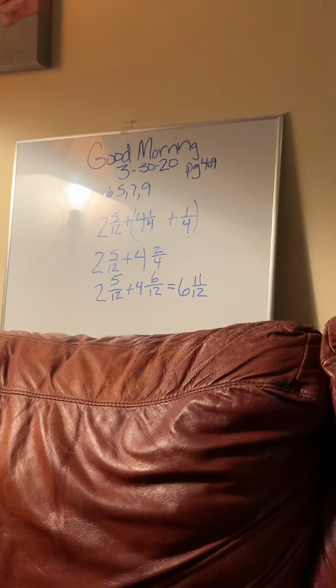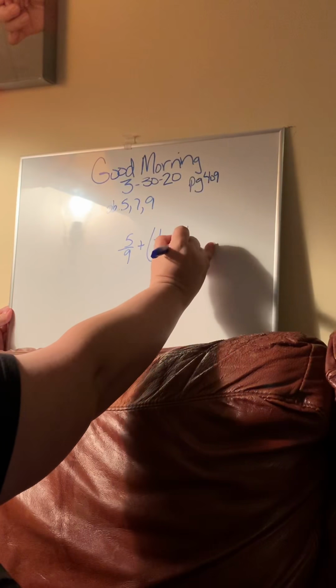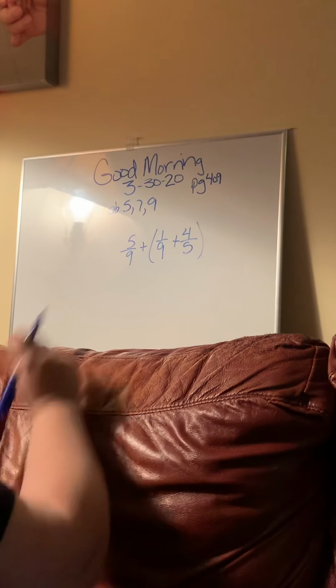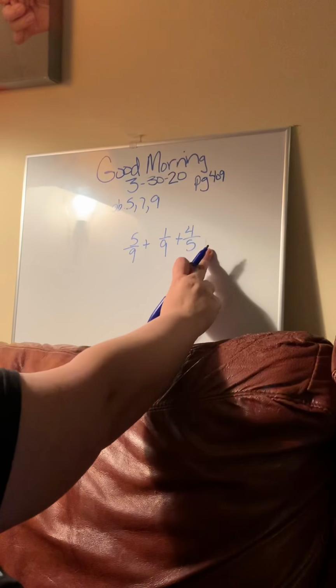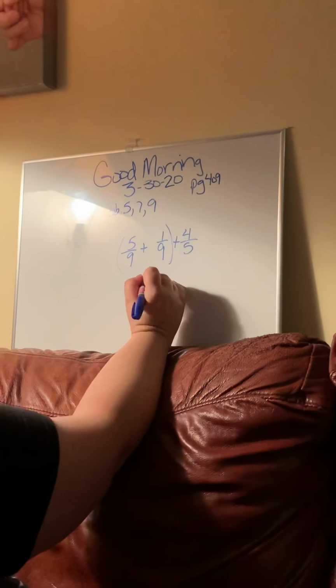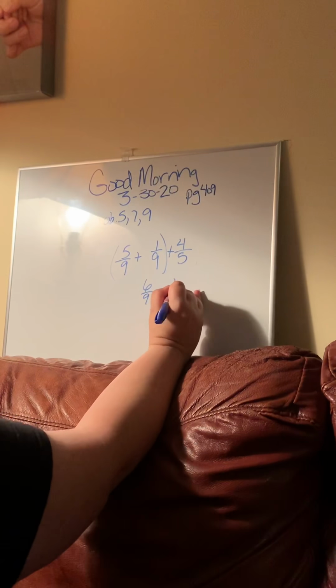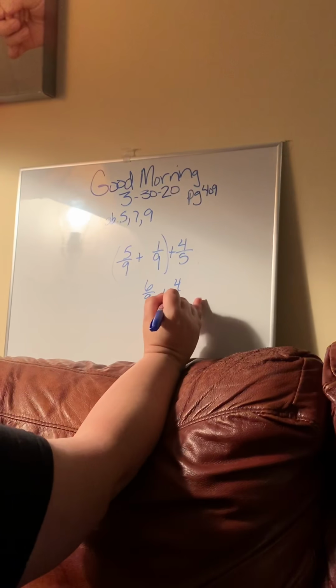Okay. If you have any problems, of course, get me down at the bottom. All right, let's try this last one we tried out together. That would be 5/9 plus 1/9 plus 4/5. Okay. Again, I'm just going to regroup and do the adding the 9s together, the 1/9 together first. Okay. 5/9 plus 1/9 gives me 6/9 plus 4/5. Okay. All right.